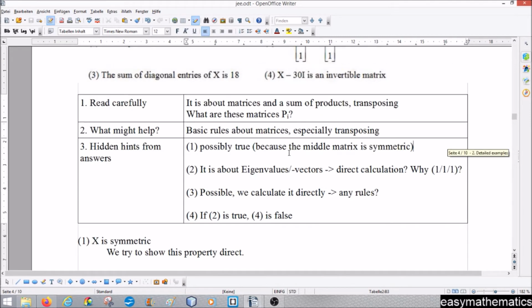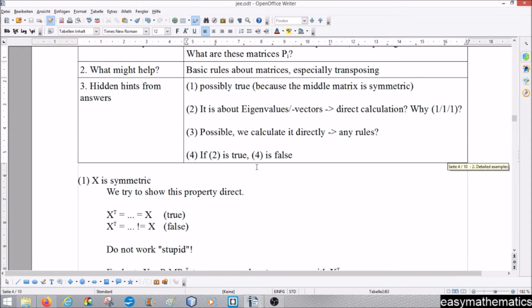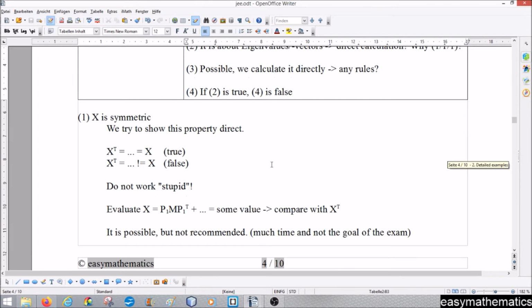If the second question is true, then immediately 4 is false. Okay, because if 30 is an eigenvalue, we know that the determinant of this matrix is 0, and determinant 0 is not invertible. Okay, so if 2 is true, then 4 is false, and vice versa. Okay, good. X is symmetric. How can we do it? Okay, we show it directly.